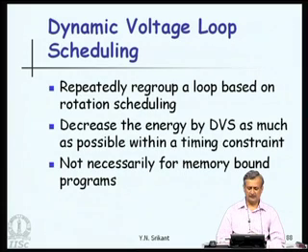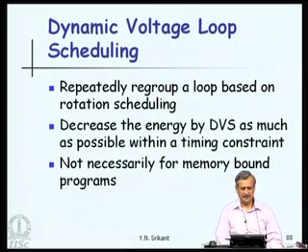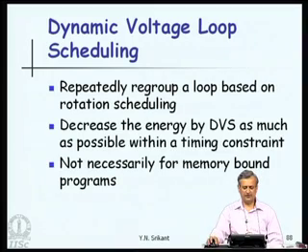The other reason is we could have multi-core processors, and we still have not seen a technique which can be used for multi-core. So, this particular technique can be used on both multi-core and single core processors. The strategy is to repeatedly regroup a loop based on what is known as rotation scheduling. I will give you an example to show what rotation scheduling is very soon. Decrease the energy by dynamic voltage scaling as much as possible within the timing constraint, and this is not necessarily for a memory bound program.